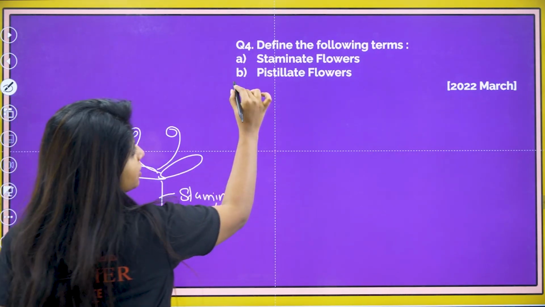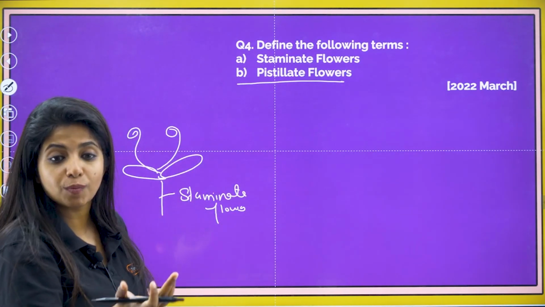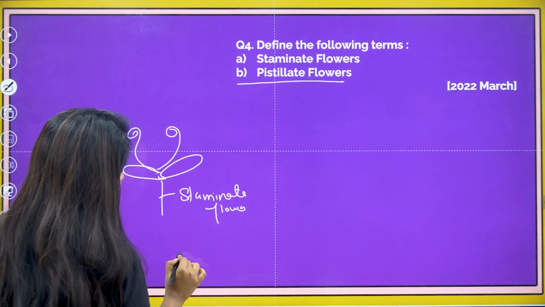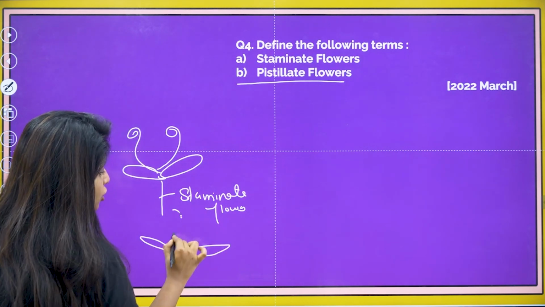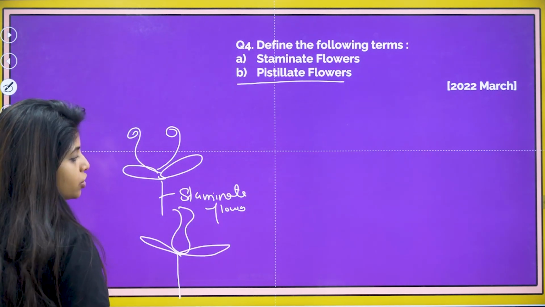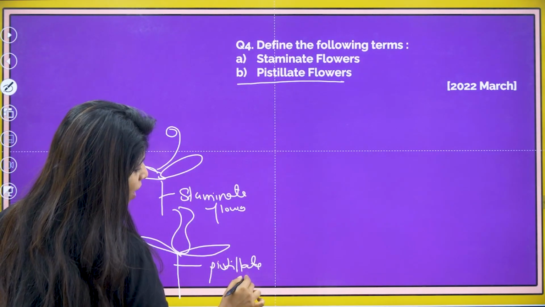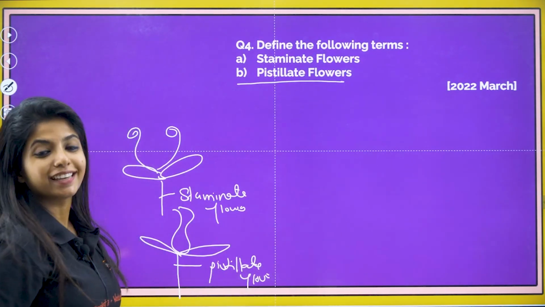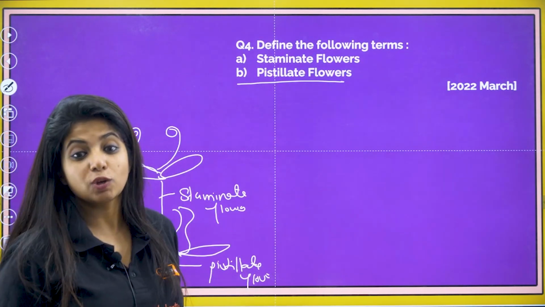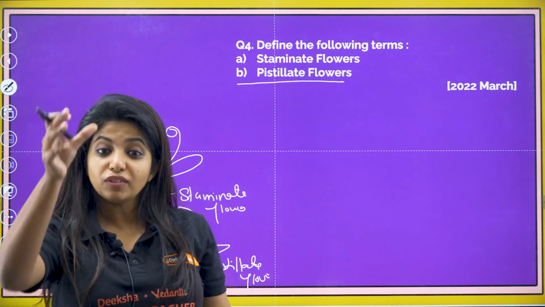Okay, and now pistillate flowers. Pistil is what? Gynoecium, or the female reproductive part. So the flowers which just have the female part, my dear children, you will call these pistillate flowers. Now ma'am, do we see that usually? Yes, we can see that. You can actually see male plant and female plant.